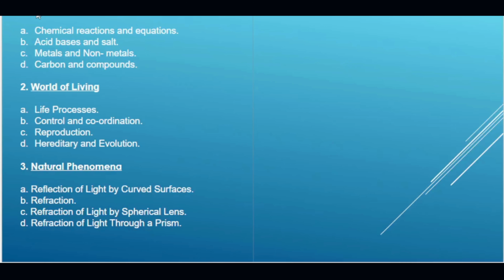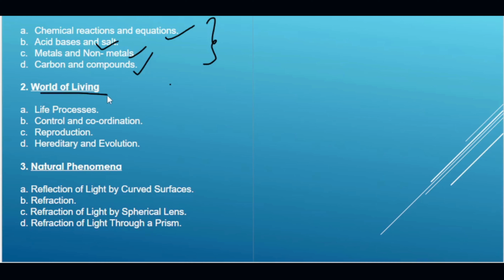Right, we are going to discuss the syllabus for Bihar board as well as for CBSE. You can see this is the first unit. In the first unit we have 4 chapters for CBSE. The first chapter is chemical reactions and equations. Then we have acids, bases and salts, metals and non-metals, and carbon and its compounds. So basically this is your chemistry section.